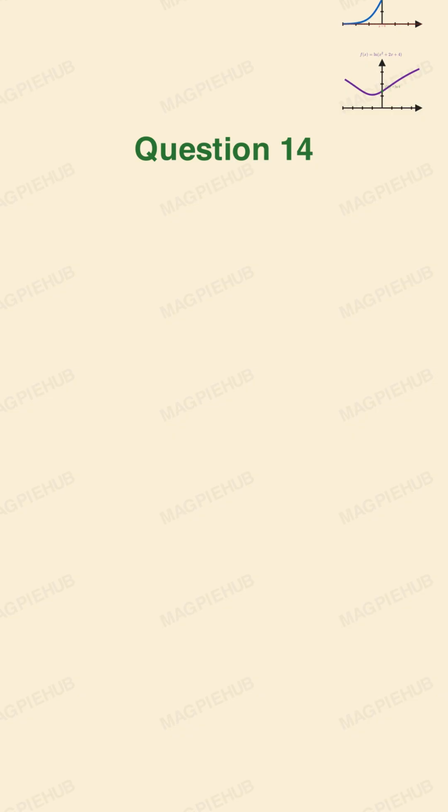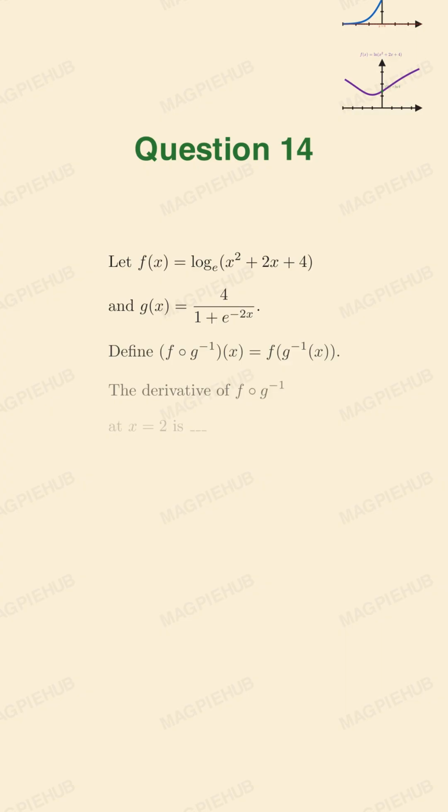Here is the question. Let f of x equal the natural logarithm of x squared plus 2x plus 4 and g of x equal 4 divided by 1 plus e to the minus 2x. Define f composed with g inverse of x as f of g inverse of x. Find the derivative of f composed with g inverse at x equals 2.